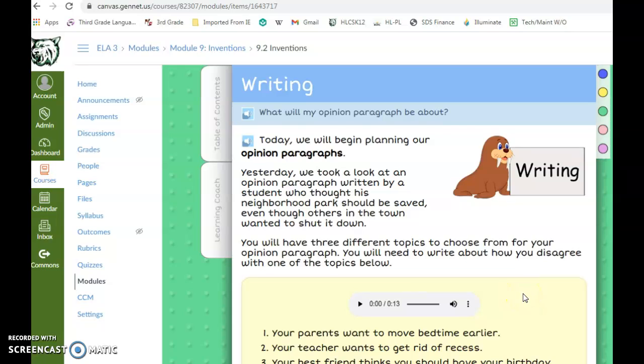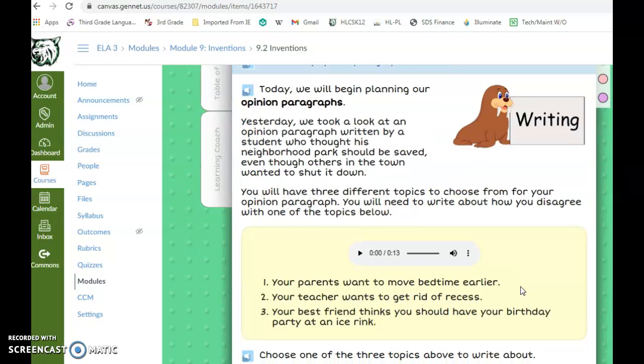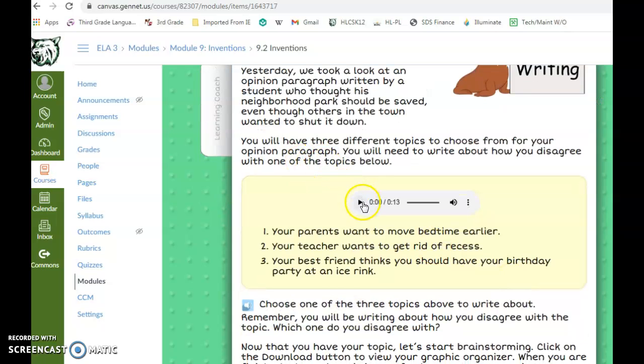So today we're going to begin planning our opinion paragraphs. Yesterday you looked at an opinion paragraph written by a student who thought his neighborhood park should be saved. He didn't want that torn down, even though there were others in town that wanted to shut it down. So you will have 3 different topics to choose from for your opinion writing. You will need to write about how you disagree with one of the topics below. So here are our topics.